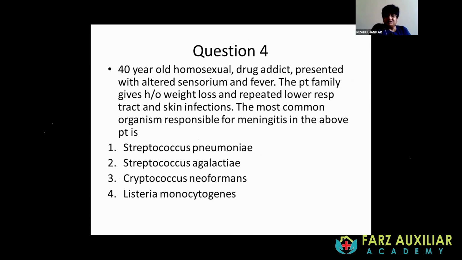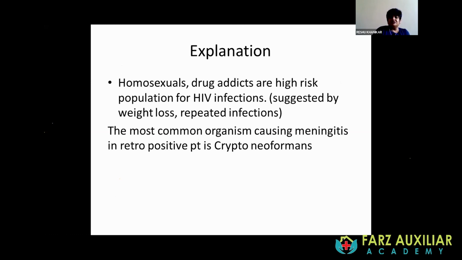A 40-year-old homosexual, a drug addict, presented with altered sensorium and fever. The patient's family gives a history of weight loss, repeated lower respiratory tract infections, and repeated skin infections. So, what do you think will be the most common organism responsible for meningitis in this patient? Yes. Cryptococcus neoformans, because in a retroviral-positive patient, there is a high chance of opportunistic infection. So this is one of the most common infections seen in a retropositive patient causing meningitis. Okay.